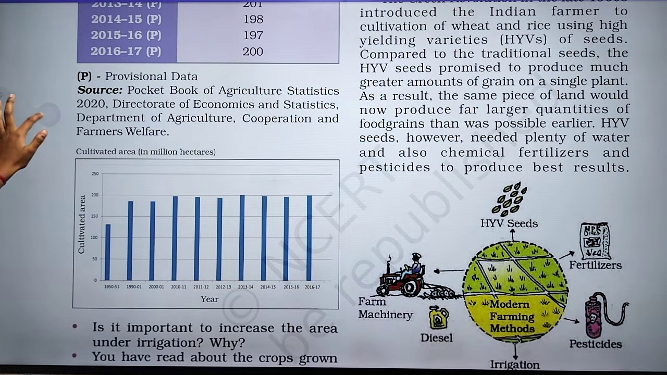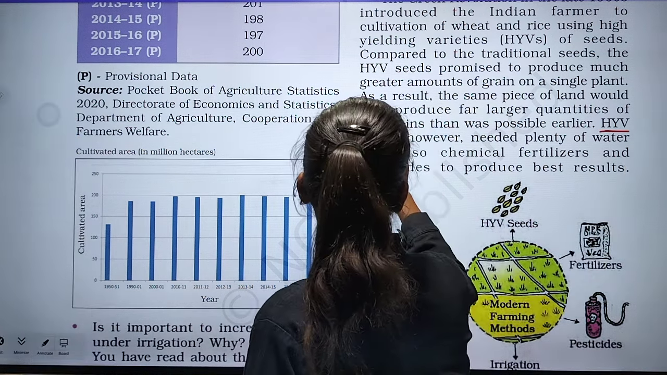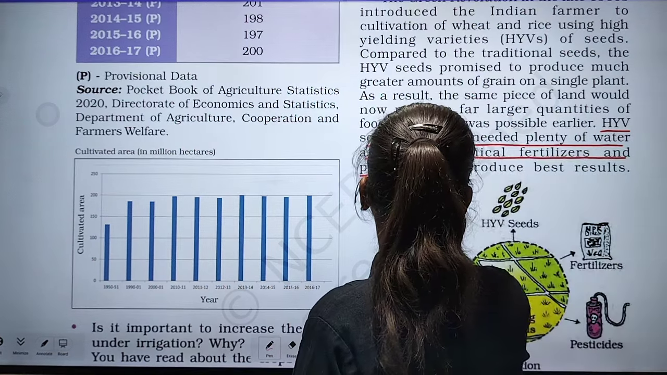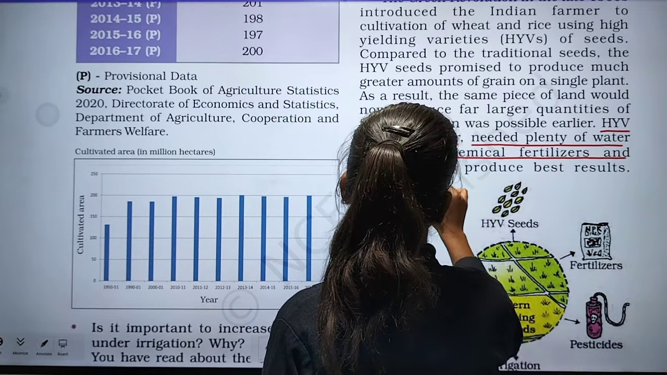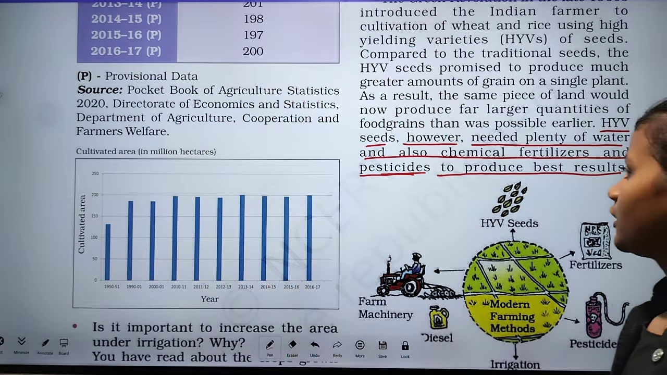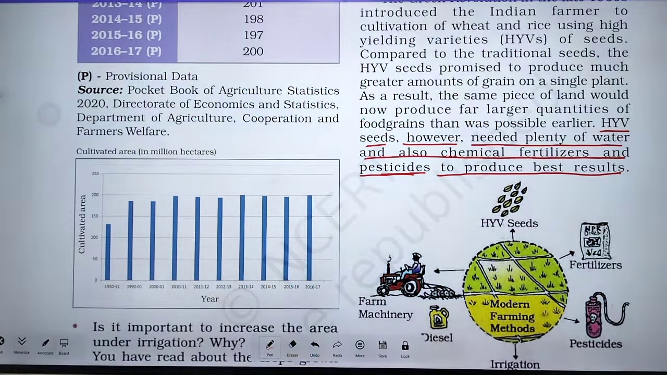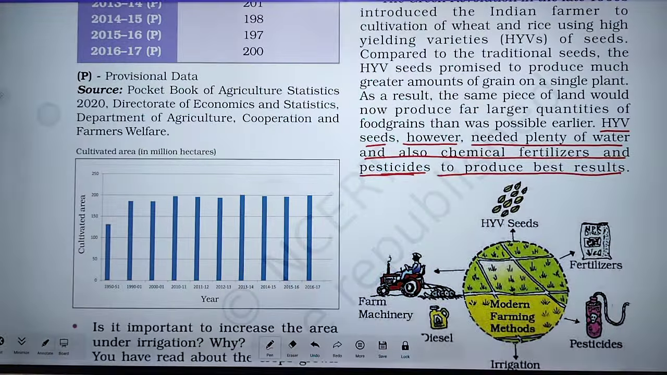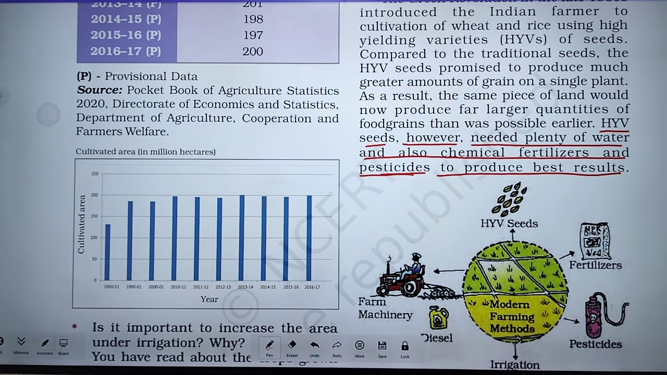HYV seeds, however, needed plenty of water and also chemical fertilizer and pesticides to produce better results. HYV seeds needed plenty of water, and also chemical fertilizer and pesticides to produce the best result.